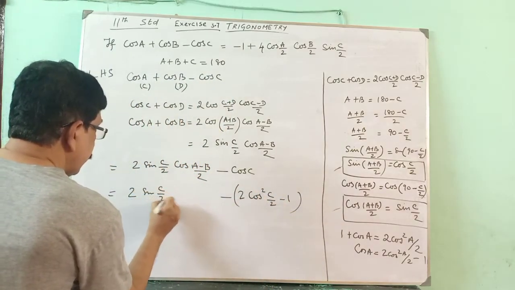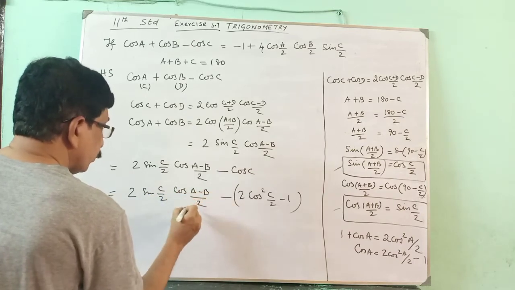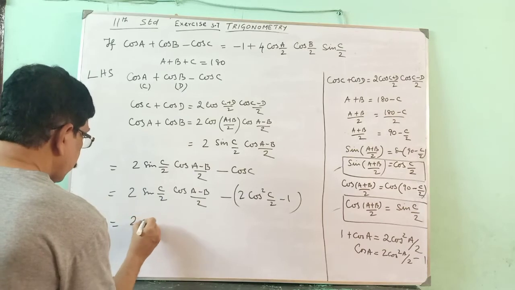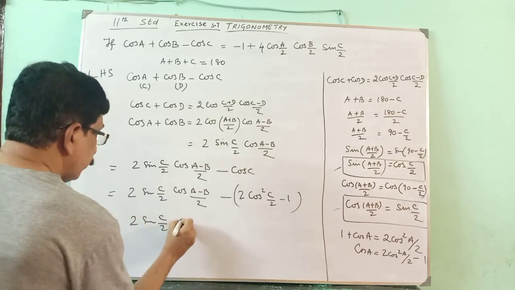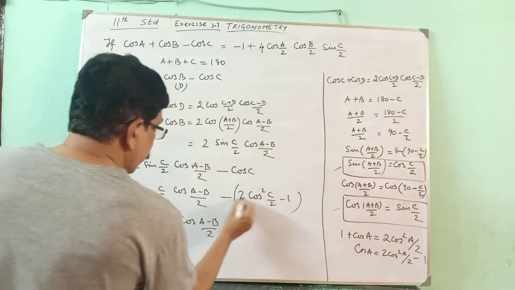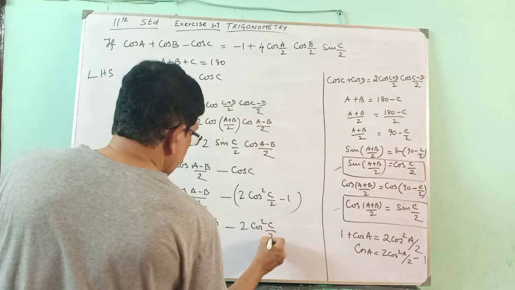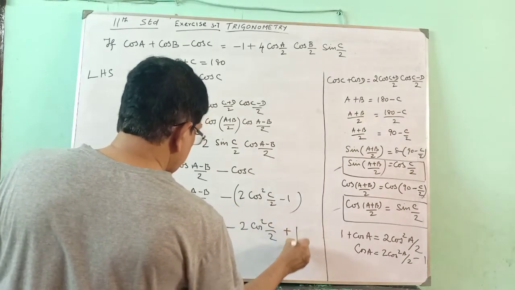So 2 sin C by 2 cos (A minus B by 2) minus cos C is equal to 2 sin C by 2 cos (A minus B by 2) minus 2 cos square C by 2 plus 1.